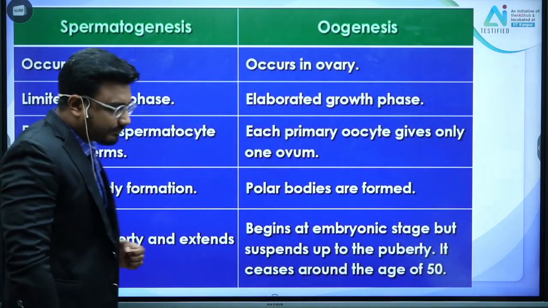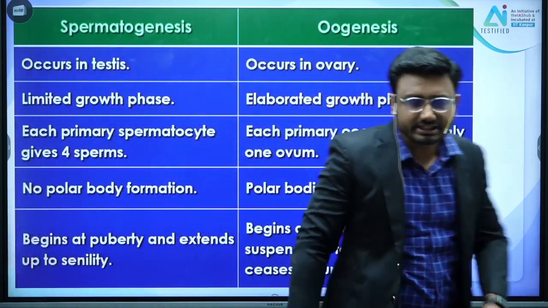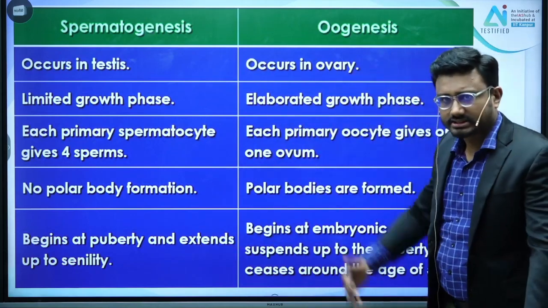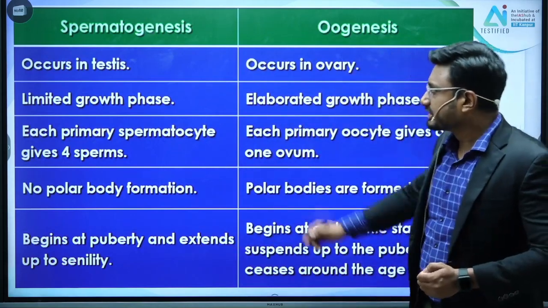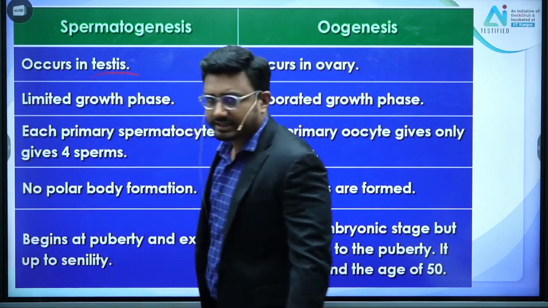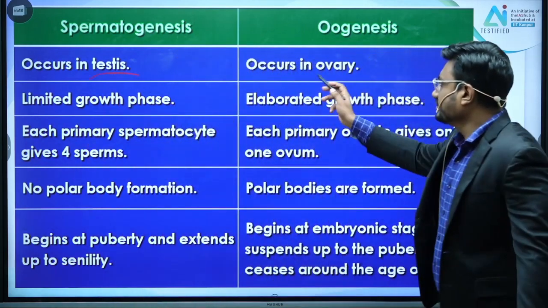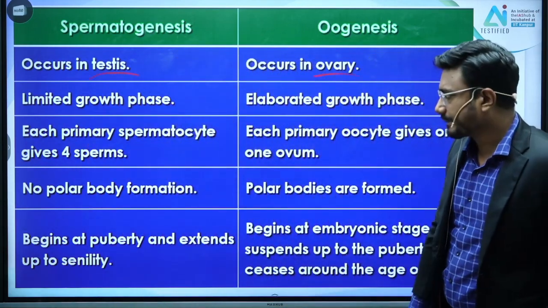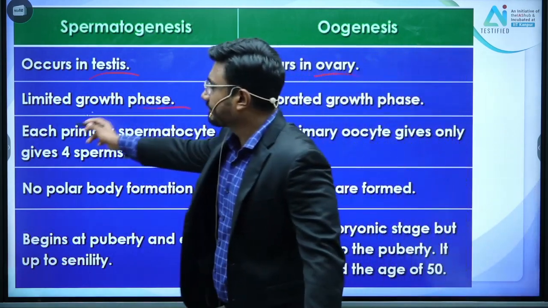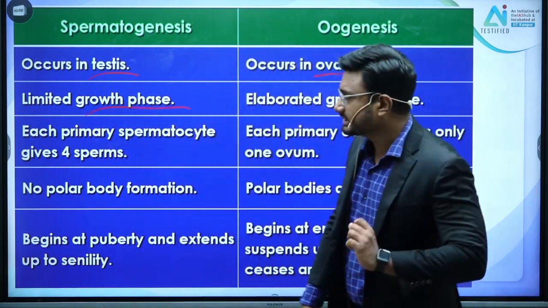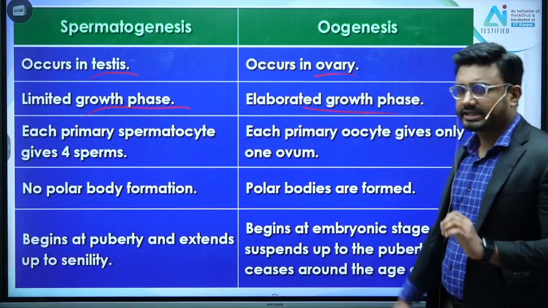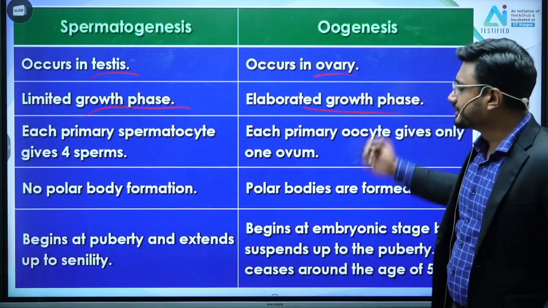So it is very important to understand the difference between spermatogenesis and oogenesis. Now let's go through the points. Spermatogenesis occurs in the testis, and oogenesis occurs in the ovary. There is a limited growth phase in the case of spermatogenesis, whereas there is an elaborated growth phase in the case of oogenesis.